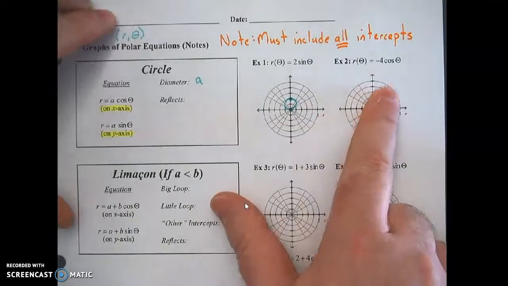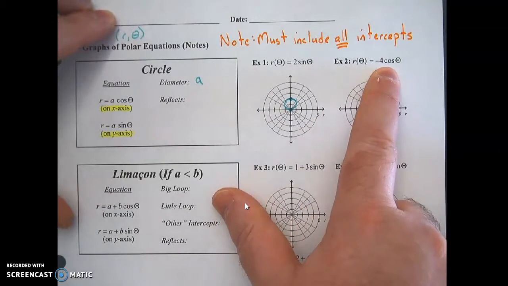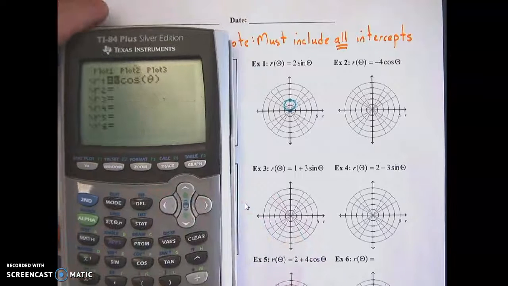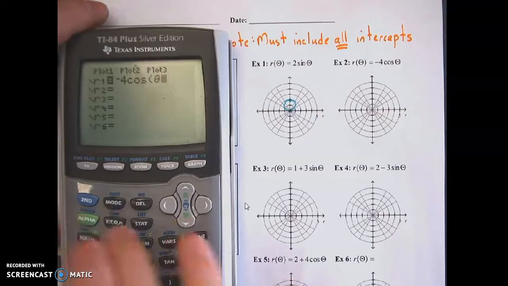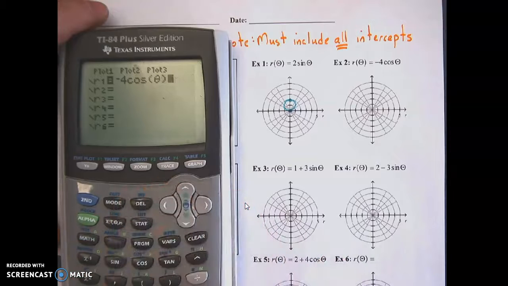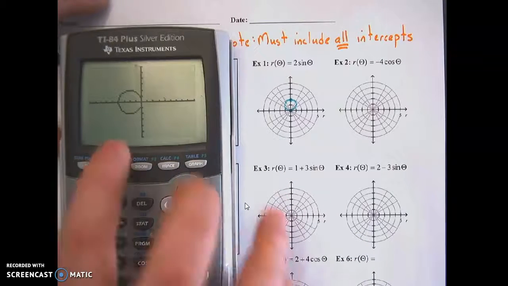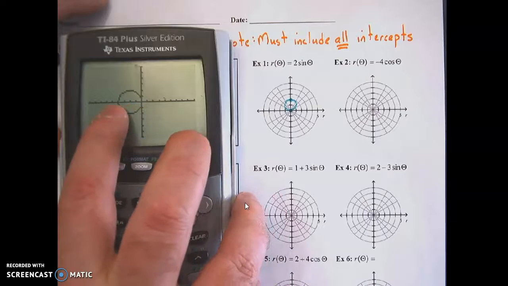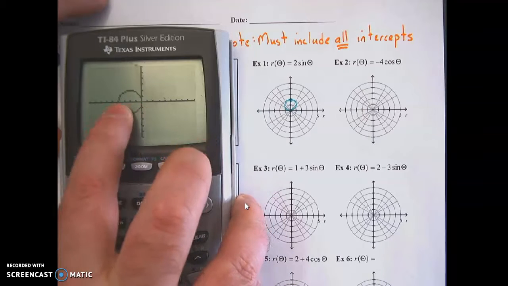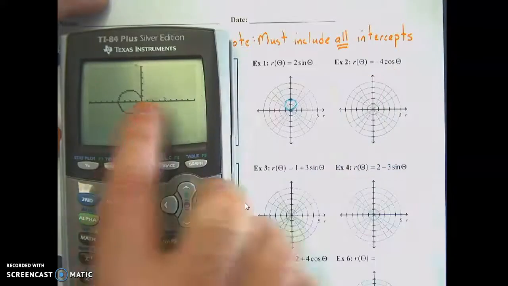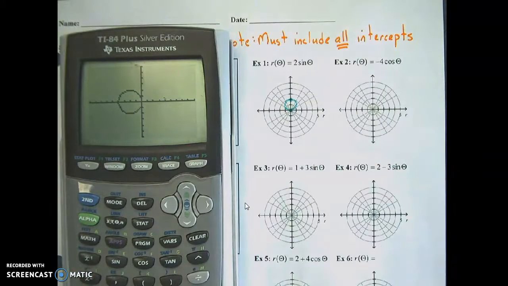Okay, what's going to happen when we have this changed to a -4 cosine? You could probably already guess, but let's just double check on our calc. So now I'm going to change this to -4 cosine of theta. We graph it, and your instincts were probably correct. We have a diameter of 1, 2, 3, 4, but that's going on the negative x-axis. Cosine is x. Since it's negative, it's going to be on the negative side.